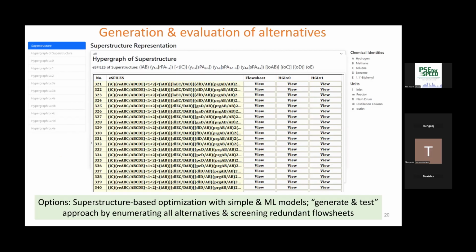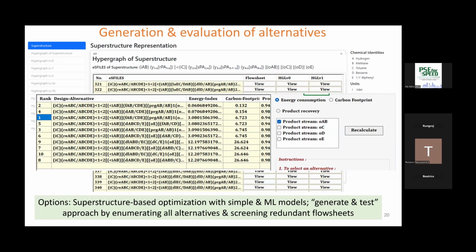Every flowsheet from the S file, we can look at the drawing of the flowsheet. We can look at the hypergraphs with the associated data. If we only want data related to flowsheets using distillation columns and vapor-liquid separation, it turns out there are only 10 flowsheets. And then we rank them in terms of energy use, carbon footprint, product output rate, and so on.